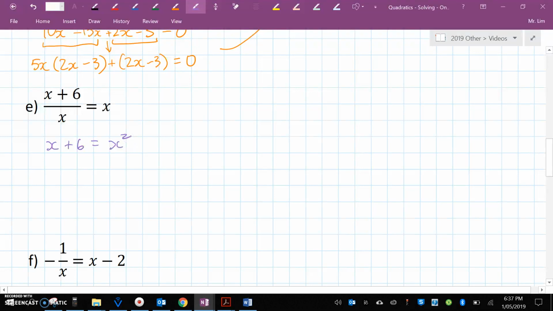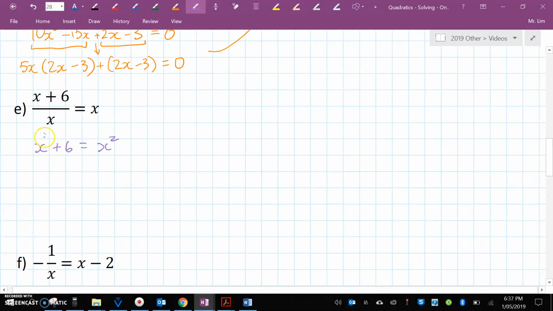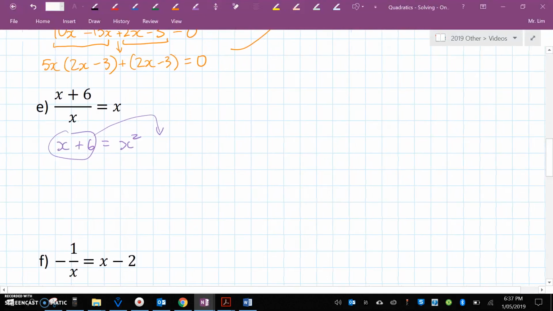Is x squared positive? Yes, it is. Is the whole thing equal to 0? No, it's not. So we need to move this side to that side to get x squared is positive and it all equals 0. So 0 is equal to x squared minus x minus 6. Remember, we have to minus x and minus 6 from both sides.